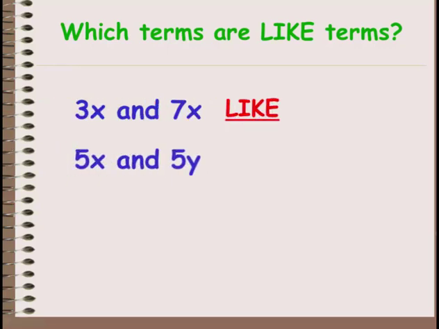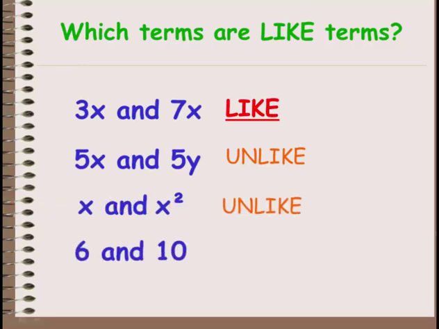5x and 5y, not the same variable. One has an x, one has a y. They are unlike. X and x squared, like that example that I said, are not the same. That's x to the first on the left, and x squared has a different power. They are unlike. 6 and 10, number constants, are like. We can combine them. 6 plus 10, or 10 minus 6, or 6 minus 10. They can combine. They are like. Like things can combine.